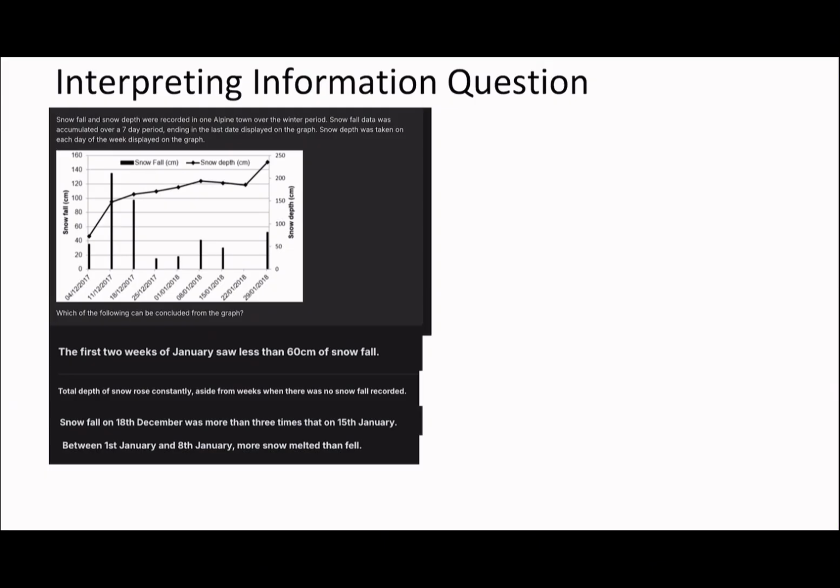Here, it's not necessarily vital to have read the abstract, but if we read it, it says snowfall and snow depth were recorded in one alpine town over the winter period. Snowfall data was accumulated over a 7-day period, ending in the last date displayed on the graph. Snow depth was taken on each day of the week displayed on the graph. So you can see snowfall is the blocky bar chart, and this is the line graph, the snow depth. So the first 2 weeks of January saw less than 60 centimeters of snowfall.